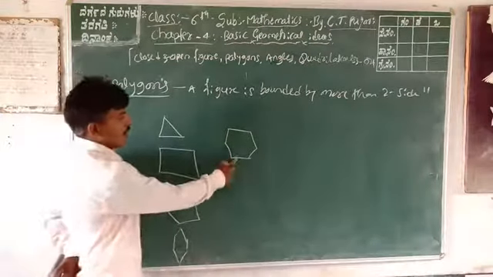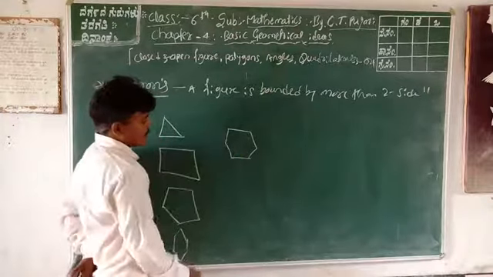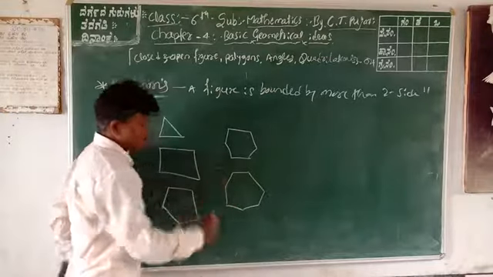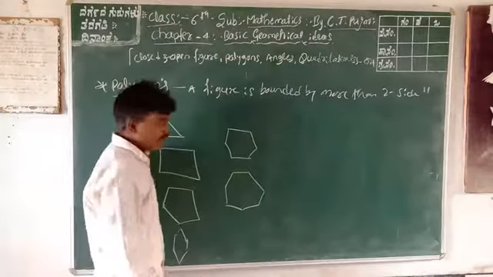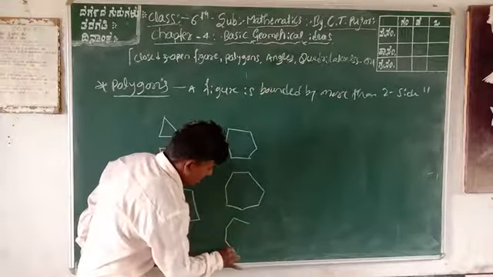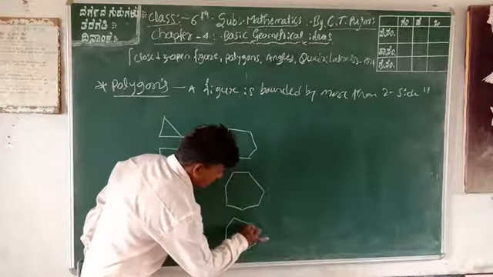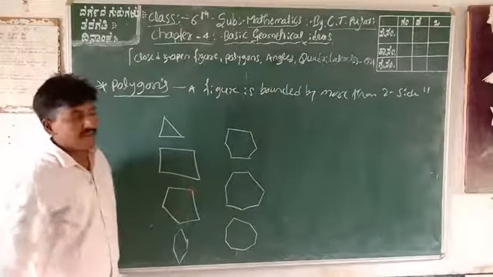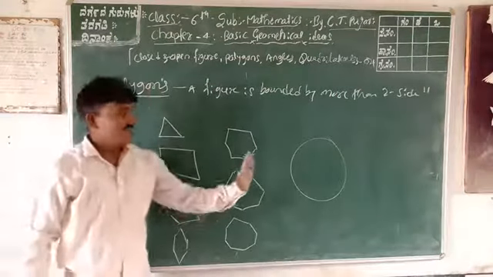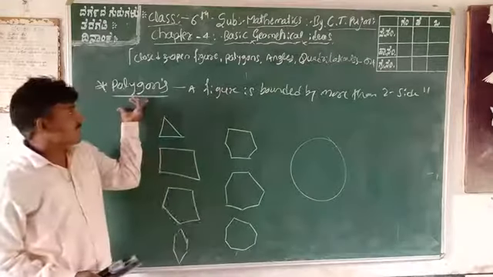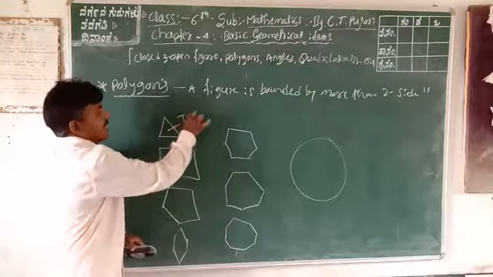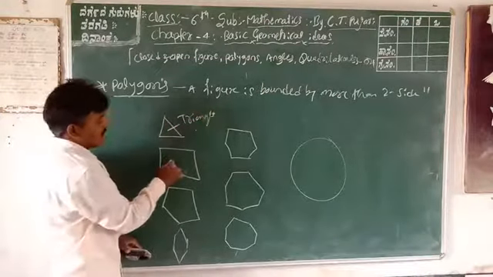heptagon. 1, 2, 3, this is a hexagon. 1, 2, 3, 4, 5, 6, 7: this is a heptagon. What about the octagon? 8 sides is an octagon: 1, 2, 3, 4, 5, 6, 7, 8. And also nonagon, decagon, and the last one is the circle. Therefore, these all are polygons. A polygon means a figure bounded by more than two sides. This is a triangle. This is a quadrilateral.